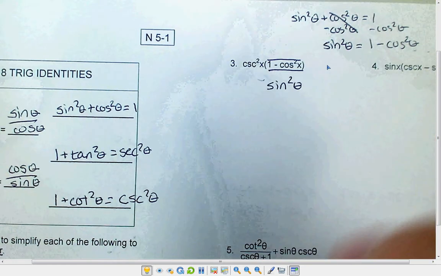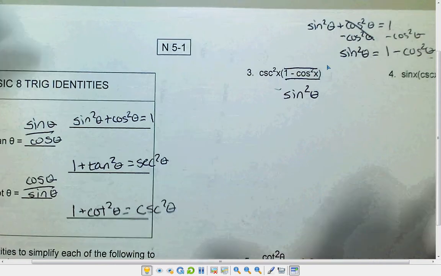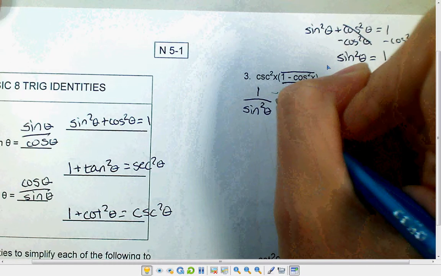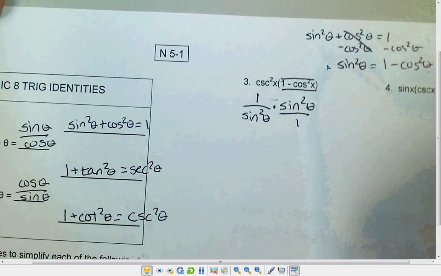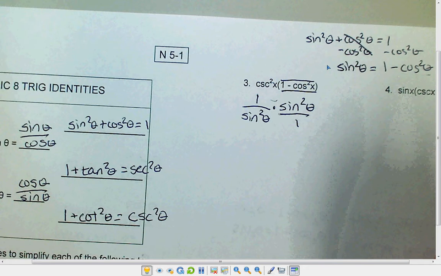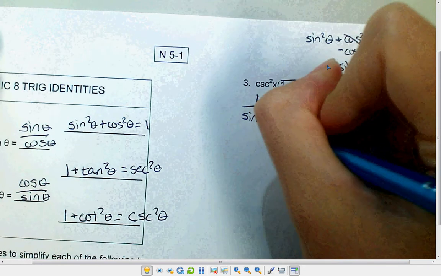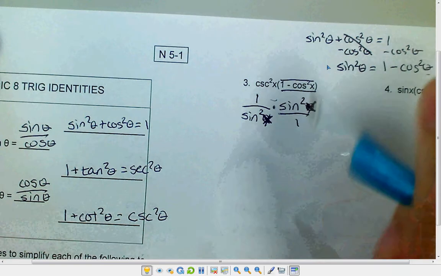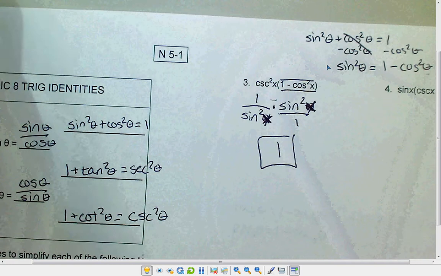Cosecant squared is a reciprocal, and cosecant is 1 over sine, so cosecant squared must be 1 over sine squared. And so when I multiply this across, the sine squared and the sine squared actually cancel each other out. They multiply, and then when they multiply across, they cancel each other out, so we're just left with 1.